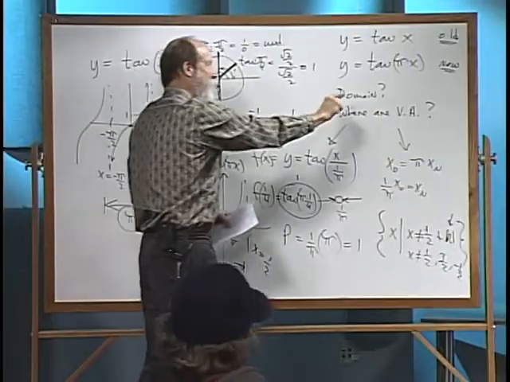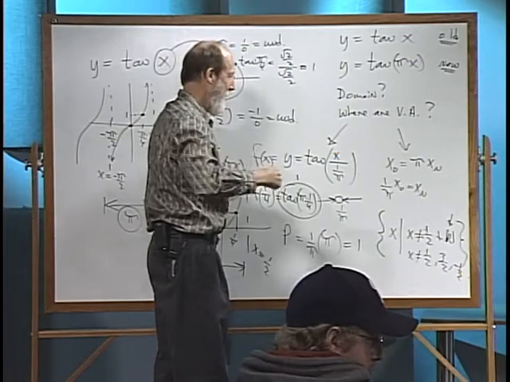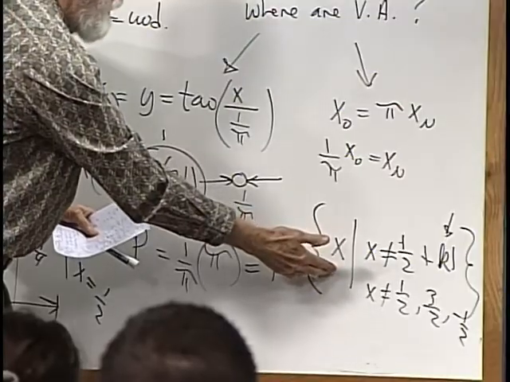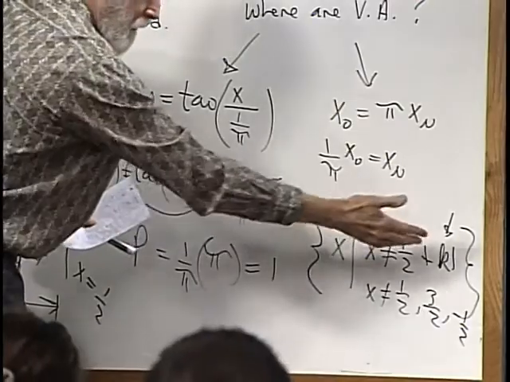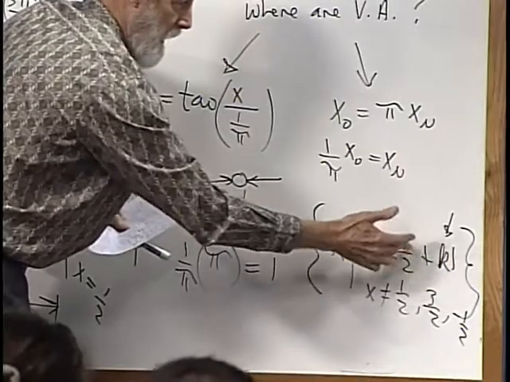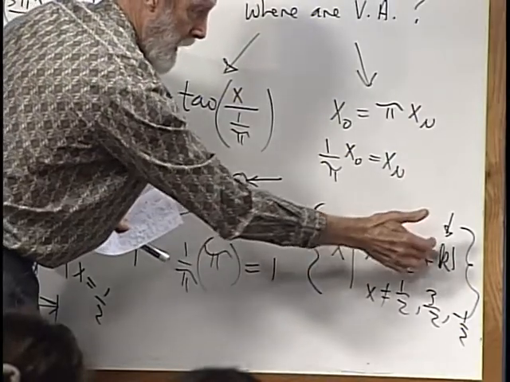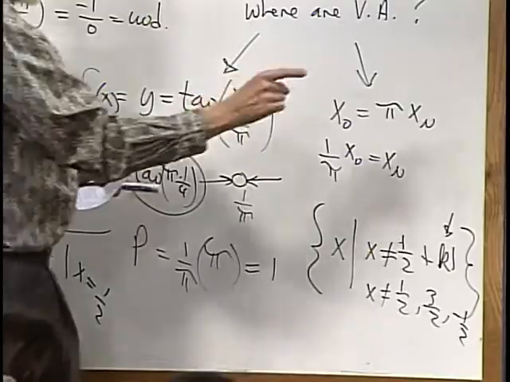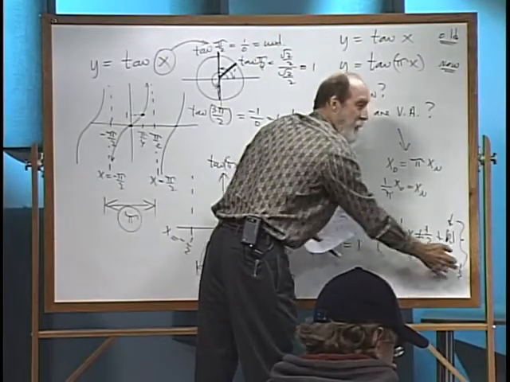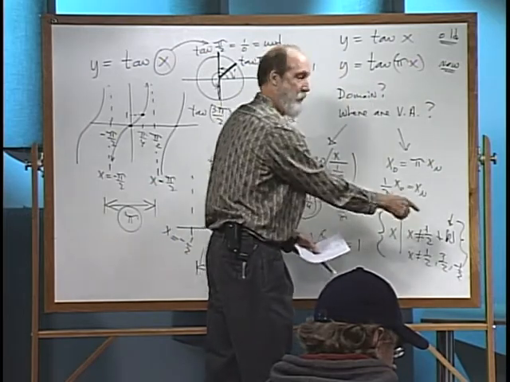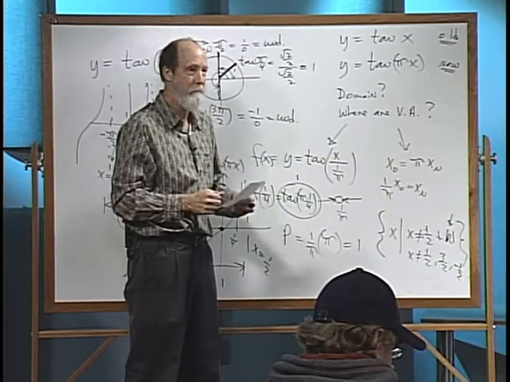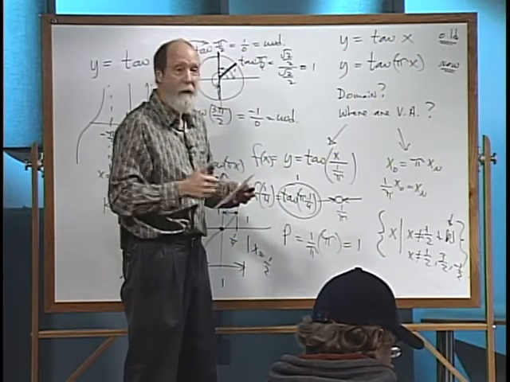And then how about the domain? I would probably specify the domain like this. And so this is actually a nice set notation form for the domain: x not equal to 1/2 plus k. And then where are the vertical asymptotes? You could list a few of them: x equals 1/2, 3/2, -1/2. If you list a few of them, you kind of know what you're doing.